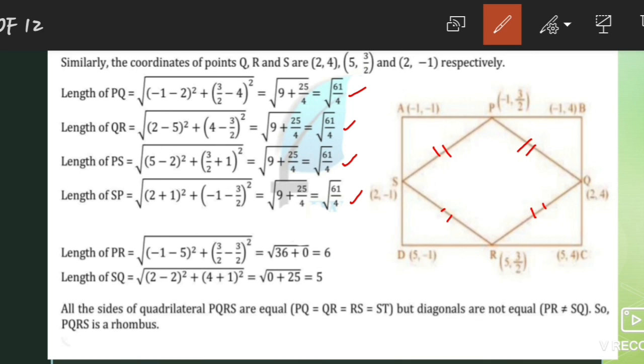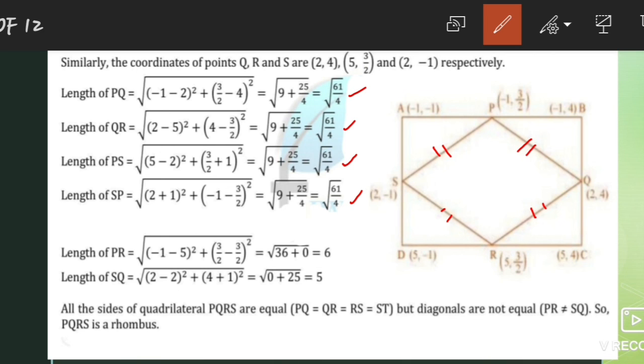That means only two options are left. Either this PQRS can be a square or it can be a rhombus. Why? Because the four sides are equal in length. Now I have to check whether the diagonals are equal or not.